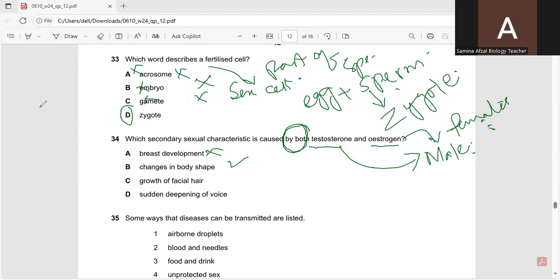Next is growth of facial hair. Facial hair in male puberty is caused by testosterone. Deepening of the voice is also caused by testosterone, not by estrogen. So these are not common to both. So B is the correct option. Only B is the correct option.